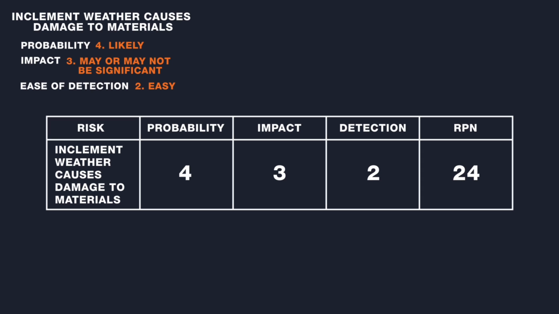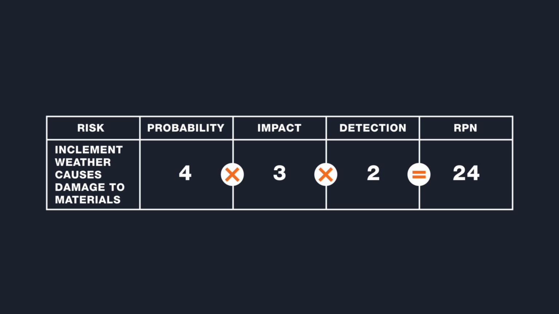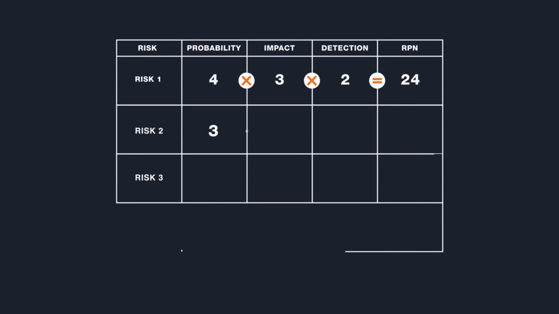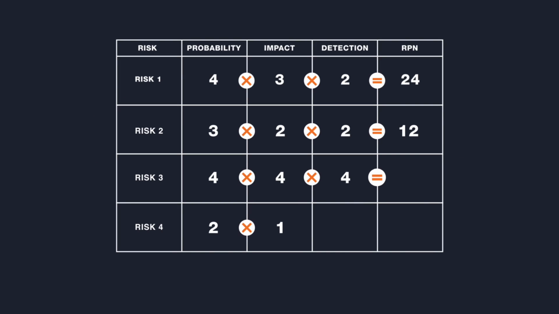To get the RPN for inclement weather causes damage to materials, we multiply the probability 4 times the impact of 3 times the detection of 2, which equals 24. The project manager and project team would repeat this rating process until all of the risks we have are analyzed. We would add a new row to the table for each risk.